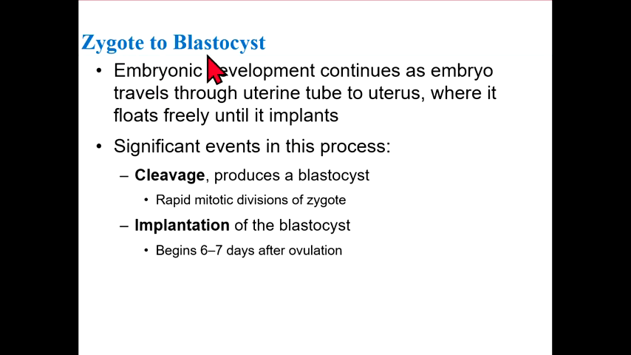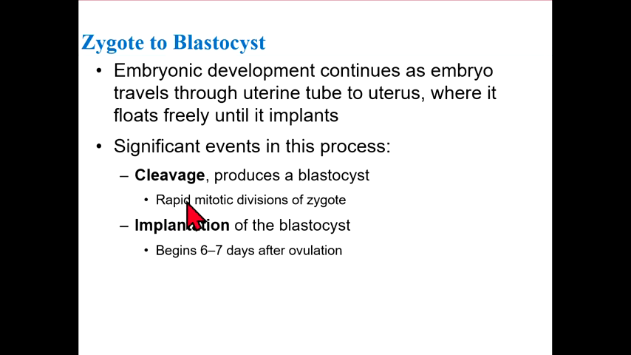So this is zygote to blastocyst, and the two significant events that happen in this process are here. First, there's something called cleavage. That zygote is going to go through mitosis rapidly many times, so you're going to get a whole bunch of cells. The zygote is dividing and dividing again and dividing again, so we get this multiplication of cells very quickly.